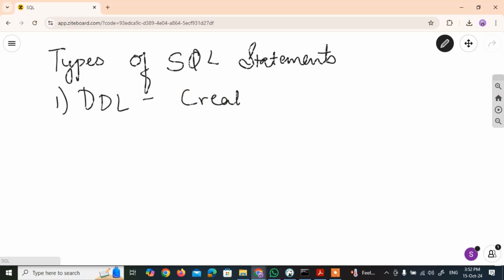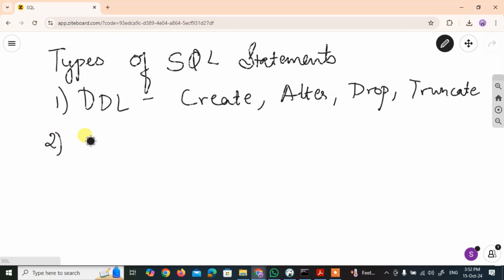So one is the create, alter, drop and truncate. So these are the SQL statements that we'll learn under the type DDL, data definition language.